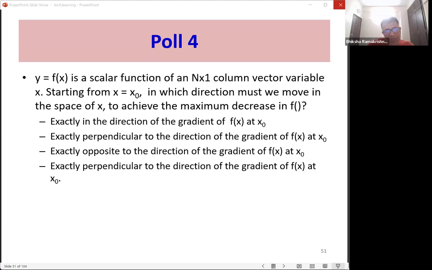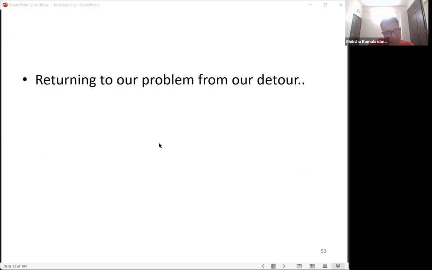Stop sharing, go back. Okay. Which of these statements is true? In which direction must we move to achieve the maximum decrease in f? Exactly opposite to the direction of the gradient, right? It's perfect. This is the good one.